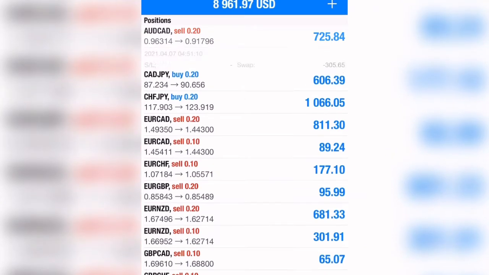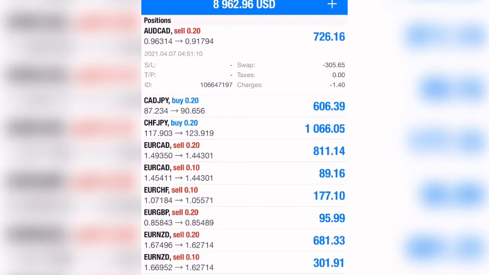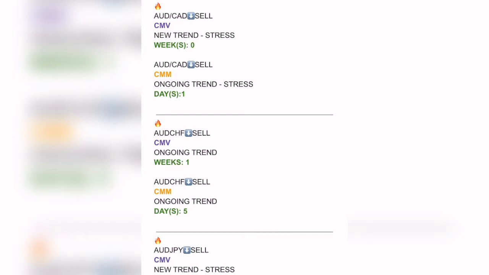Now, if you notice this particular account, the trade has been going on for quite some time. Right now it is November 9th, 2021. So we've been holding on to this since April. So this would be considered a current market value trade. So now if you notice on the report, it shows that that's a new trend.